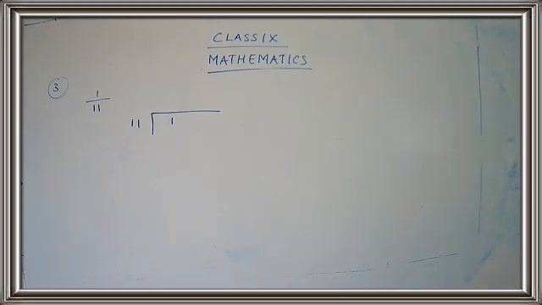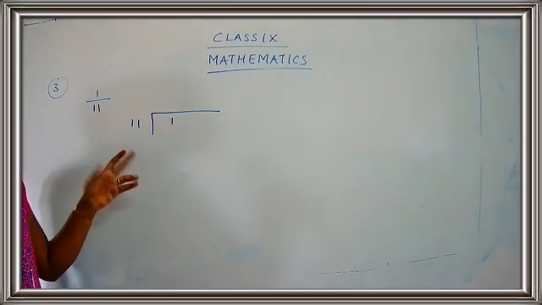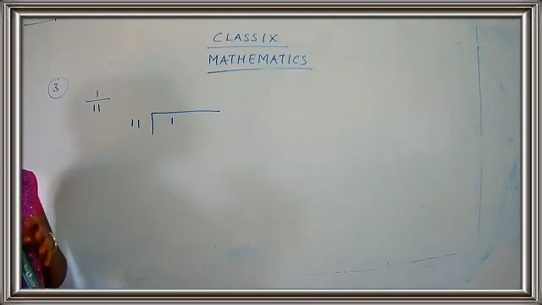Have you completed this part, children? Have you drawn the division line? Have you written the numbers there? Okay. Now let's go for the division. Now you have a number 1 which is less than 11. So the division is not possible.